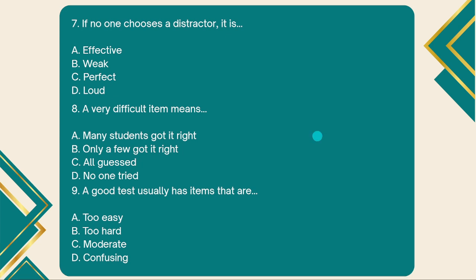Now let us check the correct answers. For number seven, we have letter B, because a distractor no one selects is not working. For number eight, the correct answer is letter B because few correct answers equals difficult. And lastly, for number nine, the correct answer is C because moderate difficulty gives balanced results. And that is all for me. I will pass it now to Mr. Rasai to continue the questions.